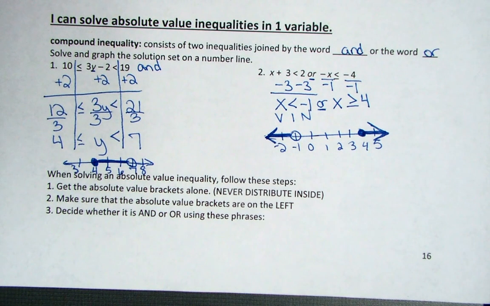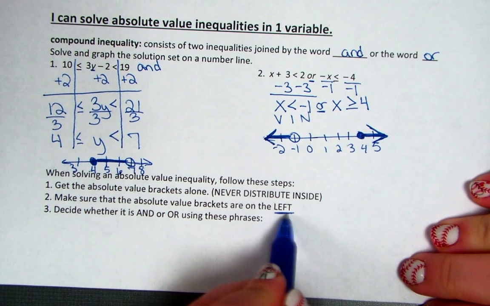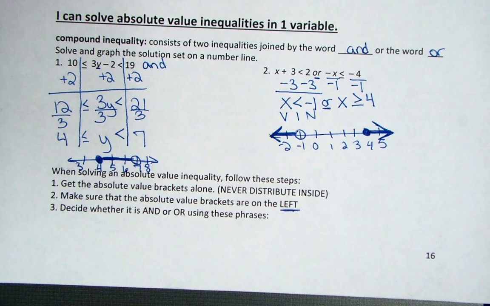Now, when you are solving an absolute value inequality, you have to follow these steps here. You have to get your absolute value brackets alone, just like in the equations. You're never going to distribute inside. You have to make sure that your absolute value brackets are on the left. And then you're actually going to decide if it's an AND or OR inequality.